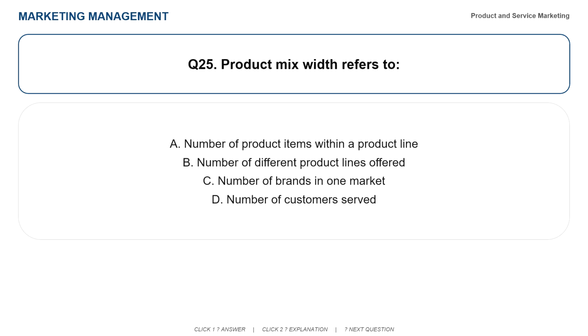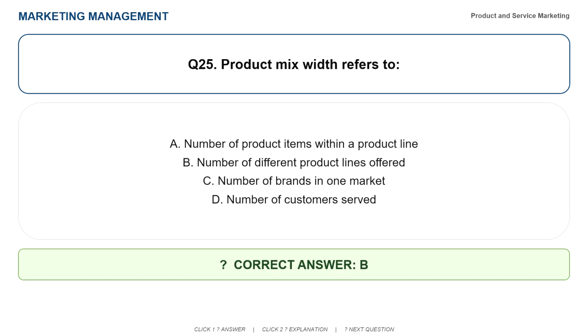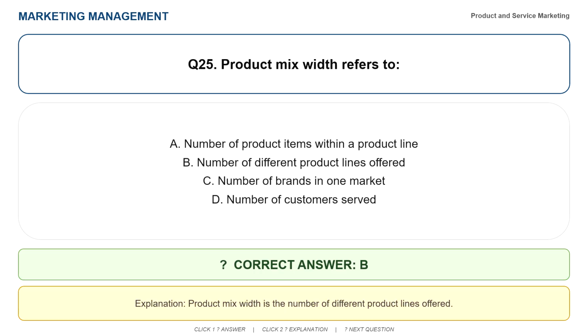Question 25. Product mix width refers to: Option A, number of product items within a product line. Option B, number of different product lines offered. Option C, number of brands in one market. Option D, number of customers served. The correct answer is B. Explanation. Product mix width is the number of different product lines offered.